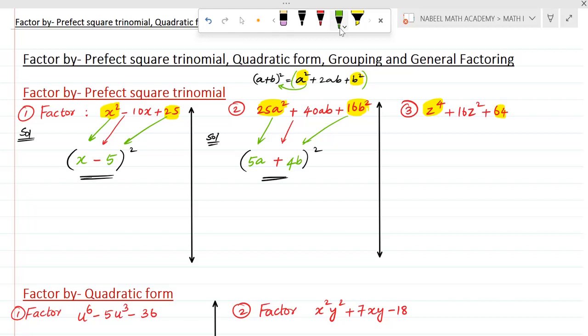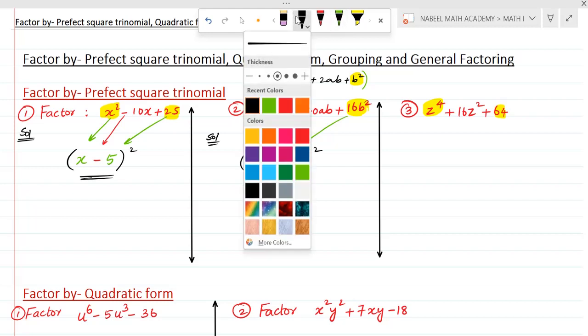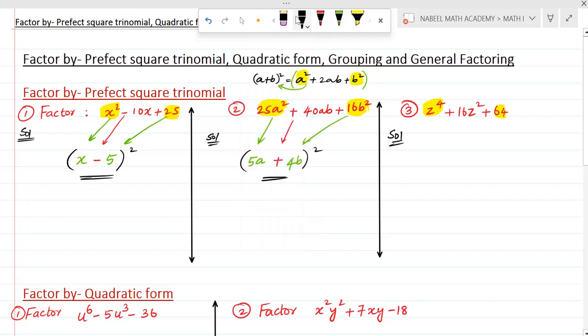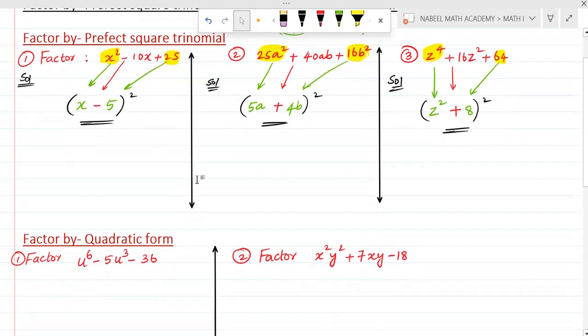And similarly the next one. Here we take the square root, so this is z power 2 and this one is 8, and the sign will be the same. What is the sign here? It's plus. So this is the factor. So this is a perfect square trinomial.